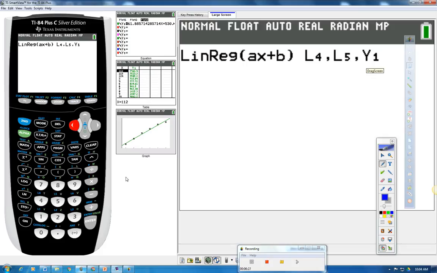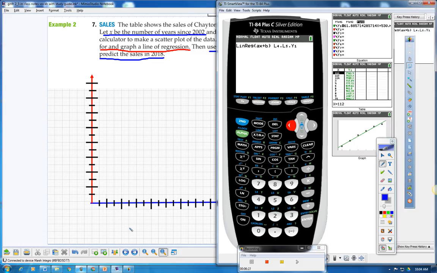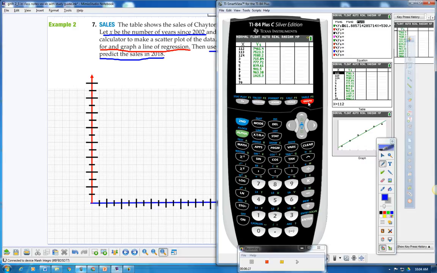It does ask us to make a prediction for 2018, so I need to do some math there. 2018 is how many years after 2002? It is 16, right? So I would need to go 2nd, Table, and I would need to enter in 16 there.